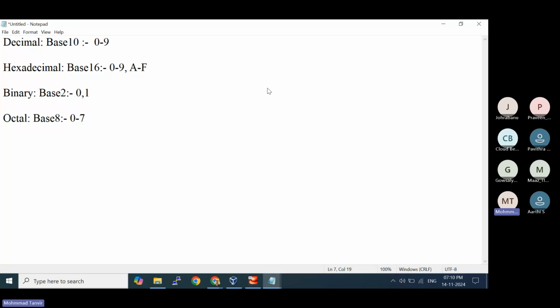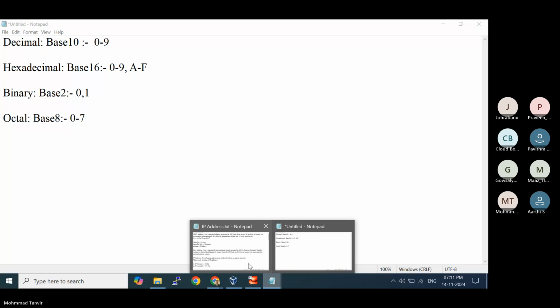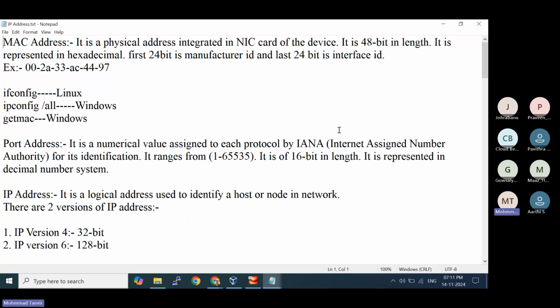In IP version 4, we are going to talk about the decimal number system and the binary number system. Octal is used in programming, and hexadecimal is used in a lot of places, but in this networking part we will see the hexadecimal number system in the MAC address and in IP version 6. So this MAC address which we are talking about is in hexadecimal format.